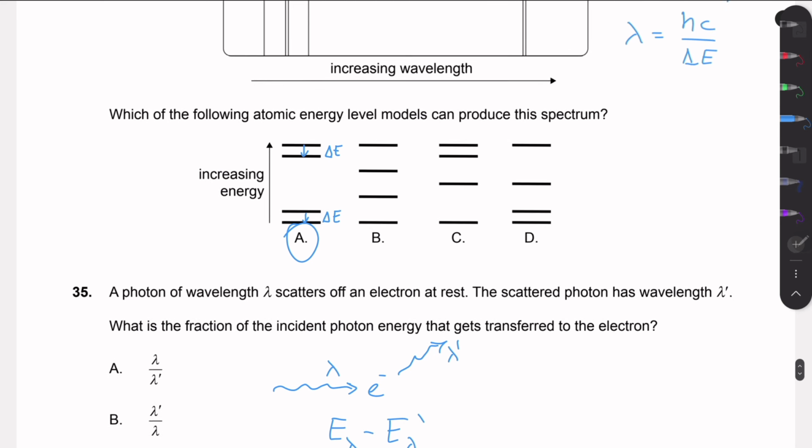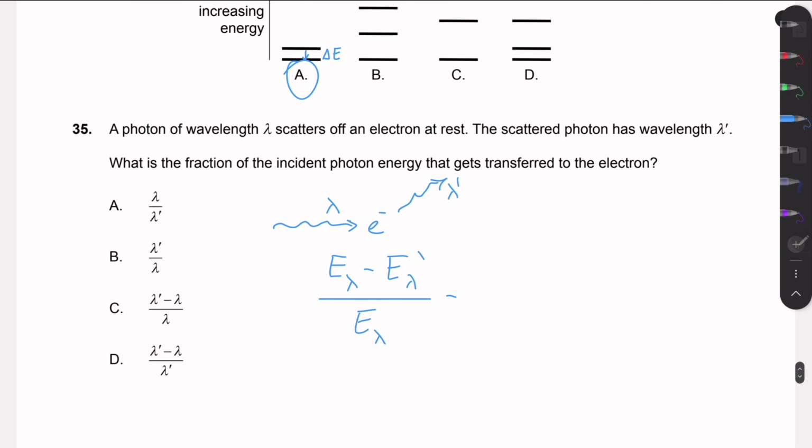And well, from the previous question, we can also see that energy is just hc over lambda. And this will be hc over lambda prime divided by hc over lambda.